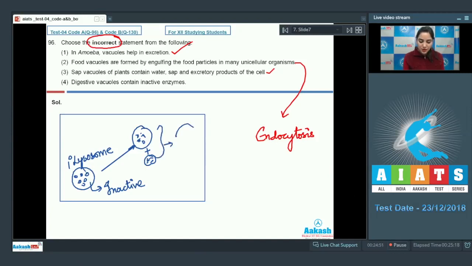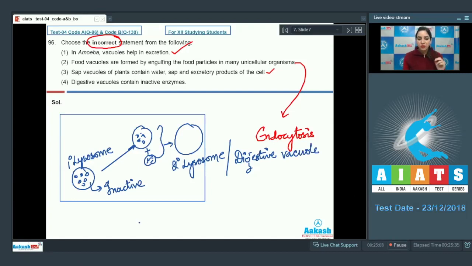So what will happen, students? It will turn into what? A secondary lysosome, which is also known as digestive vacuole. Students, in this secondary lysosome or digestive vacuole, all these inactive enzymes will turn activated and will act on the engulfed food material. So let us draw it with a different color. Let us say this was the one which has engulfed food material.